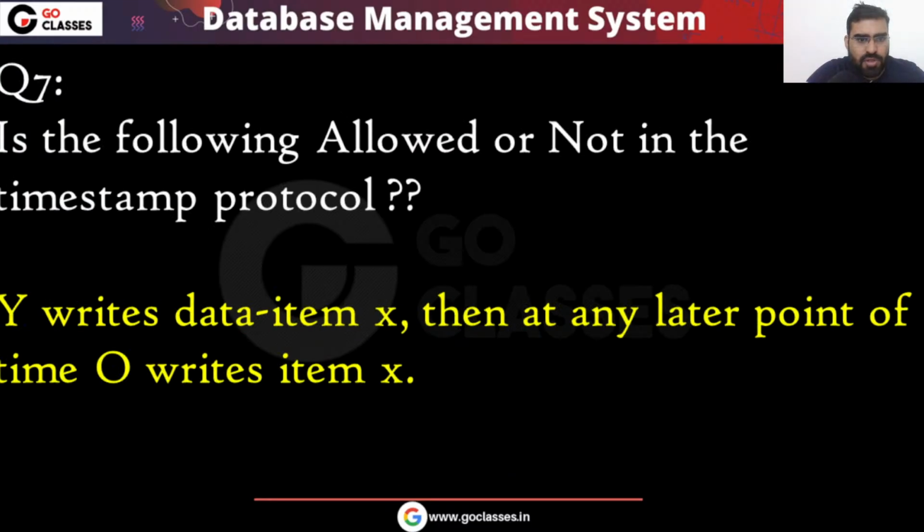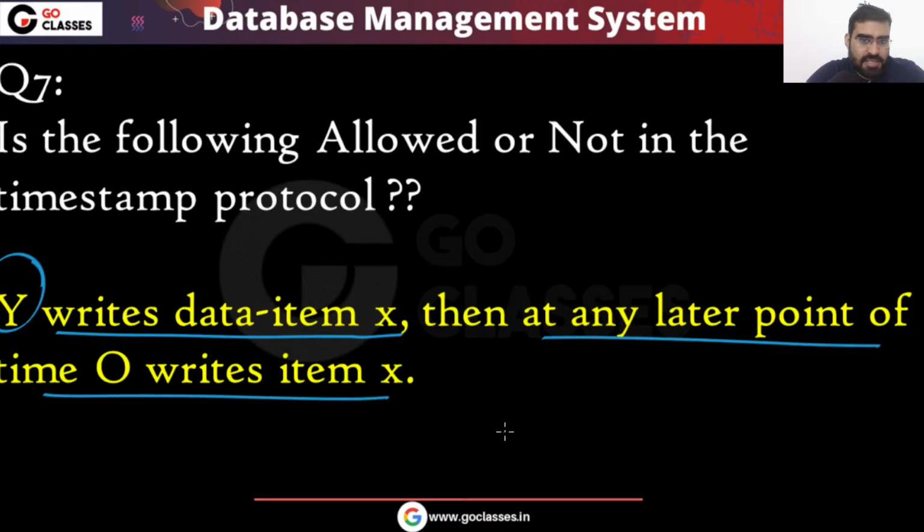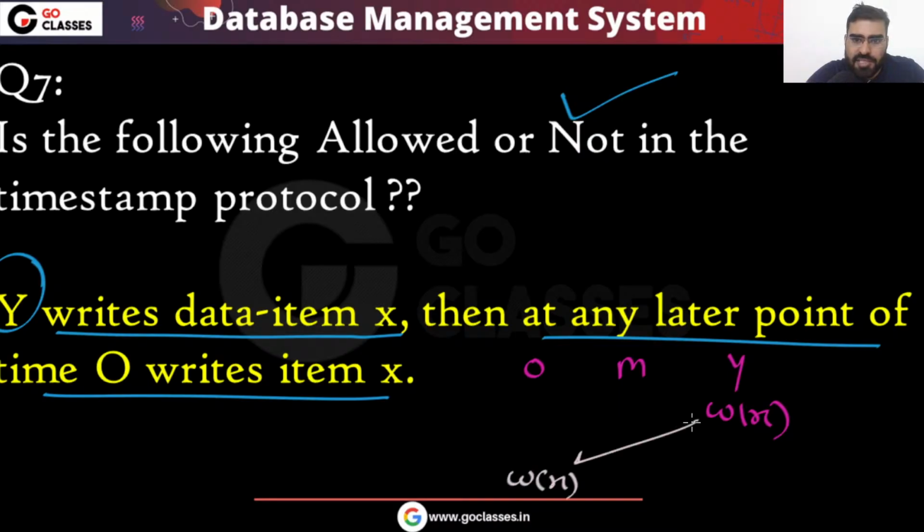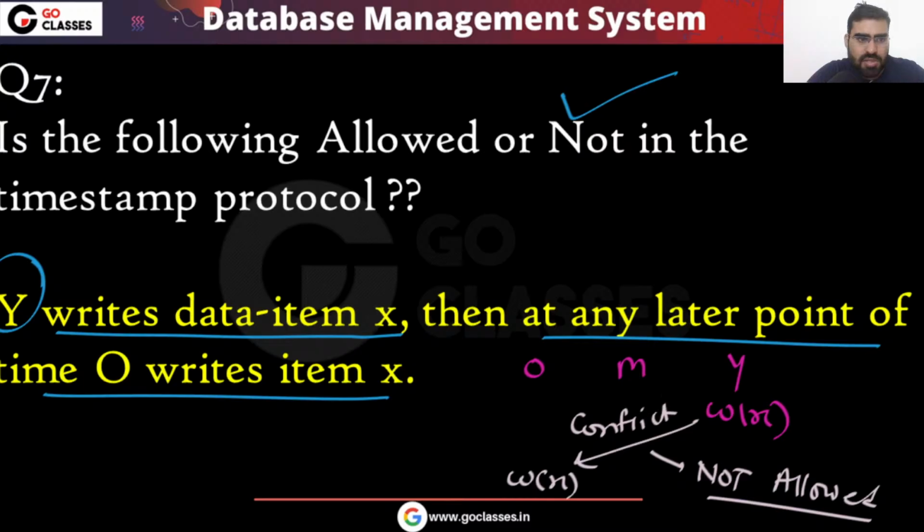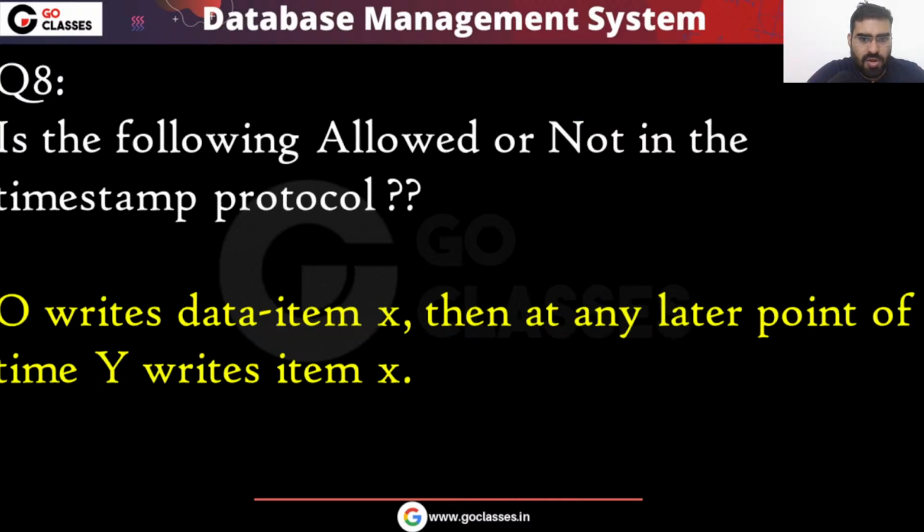Now, what about this question number 7? Quickly. Is this allowed or not? Transaction Y writes item X. Then at any later point of time, O writes item X. This is definitely not allowed. Okay. So this is your O, M, Y. This is writing item X. And after some point of time, it is writing item X. This is definitely not allowed. This is a conflict, and hence this is not allowed.